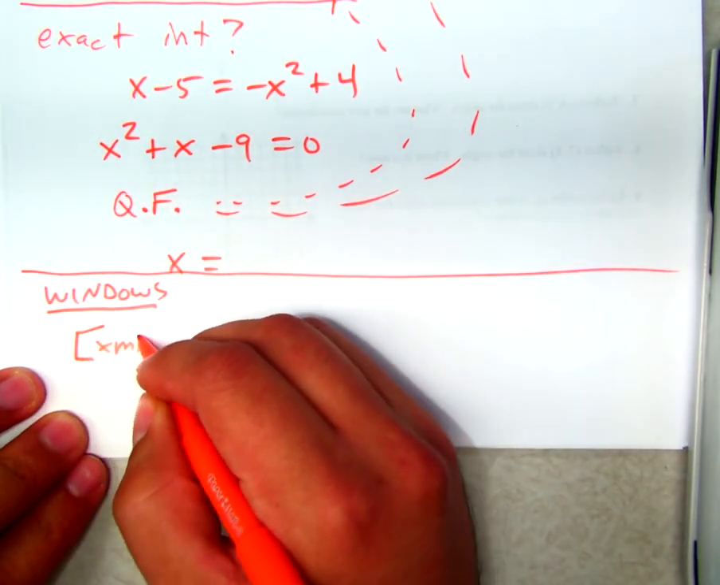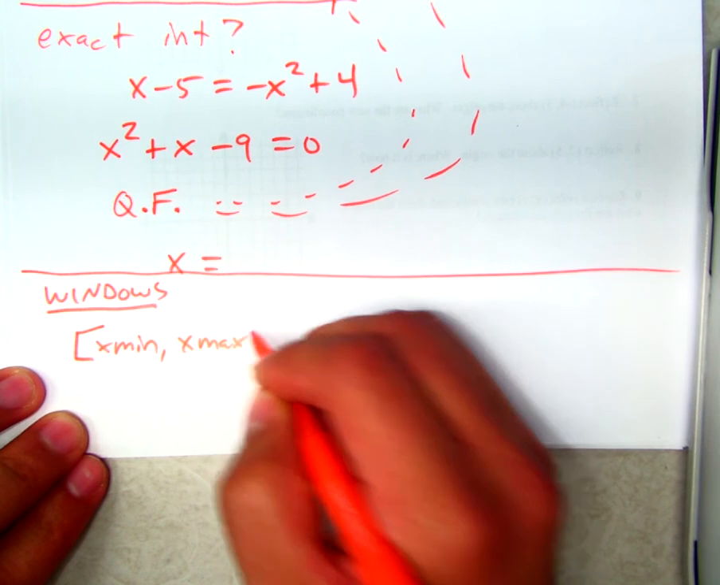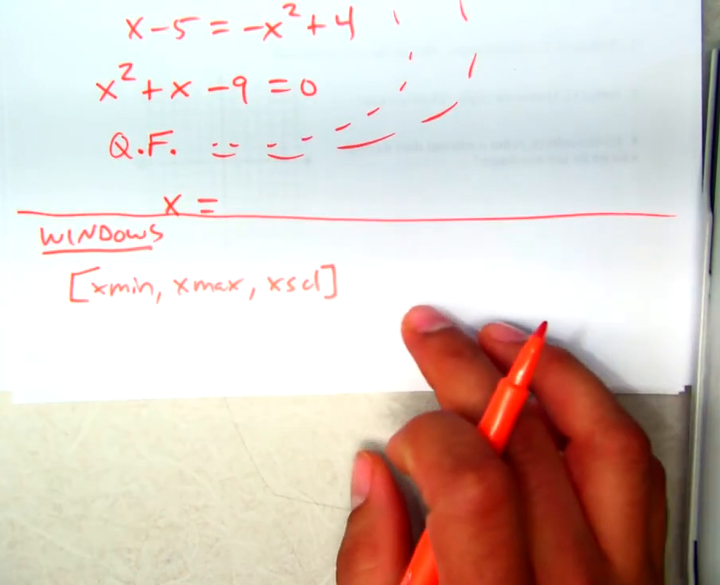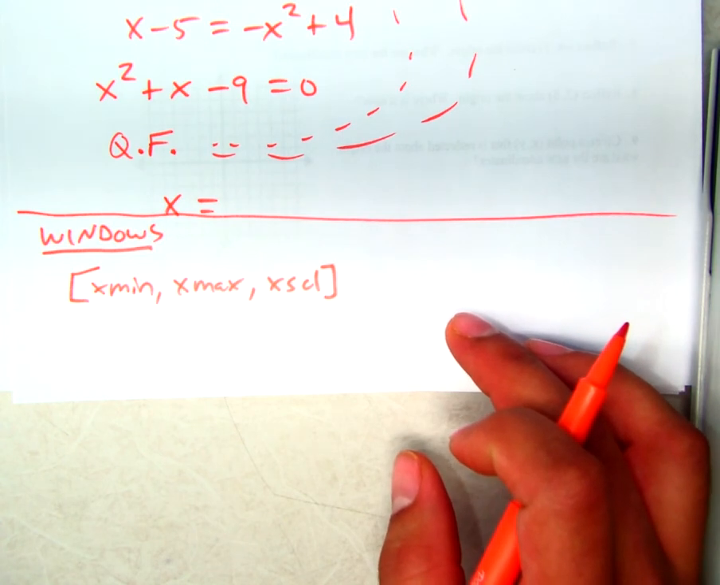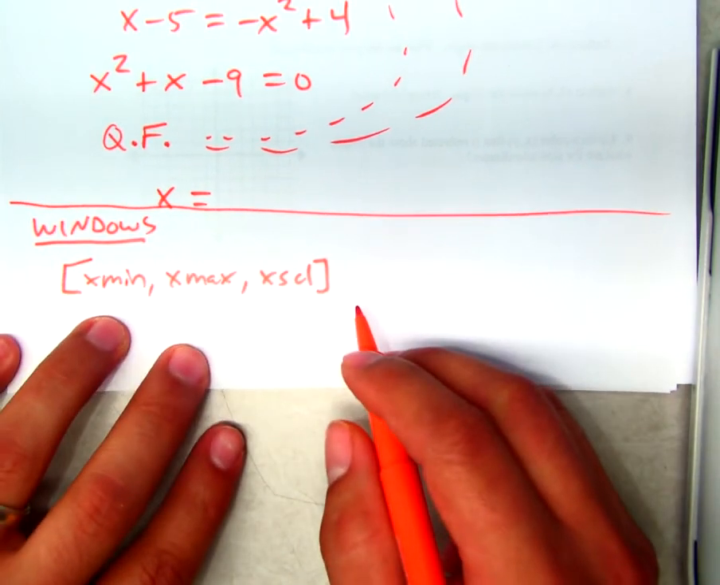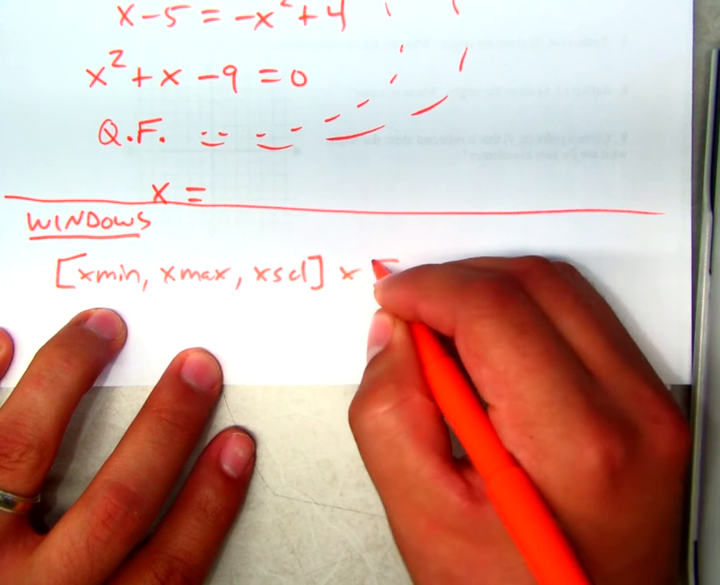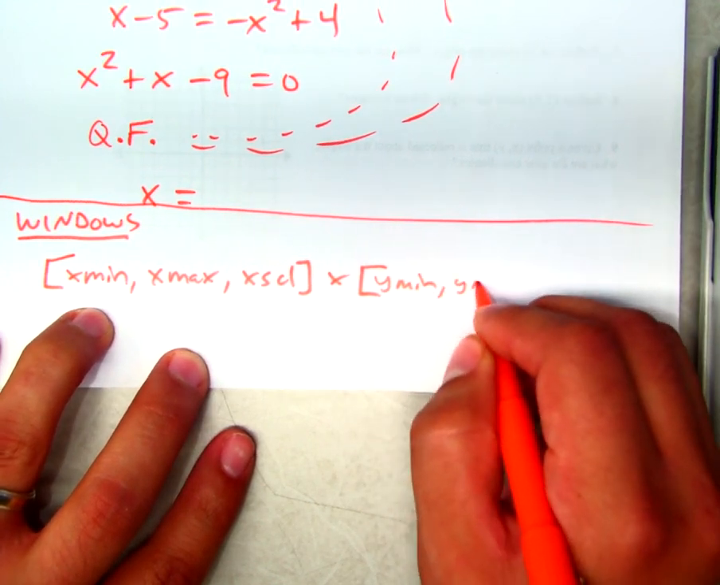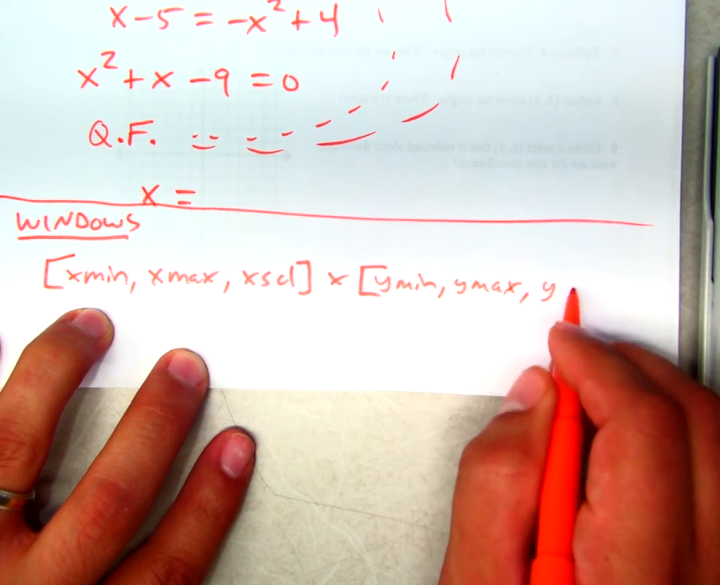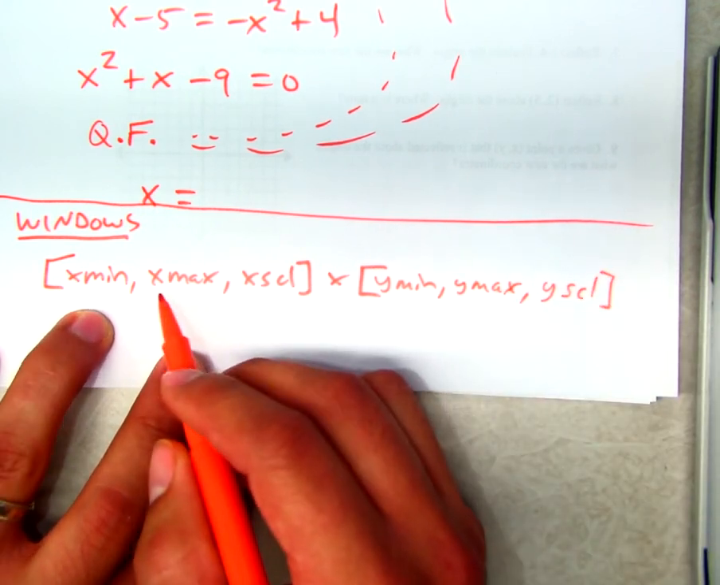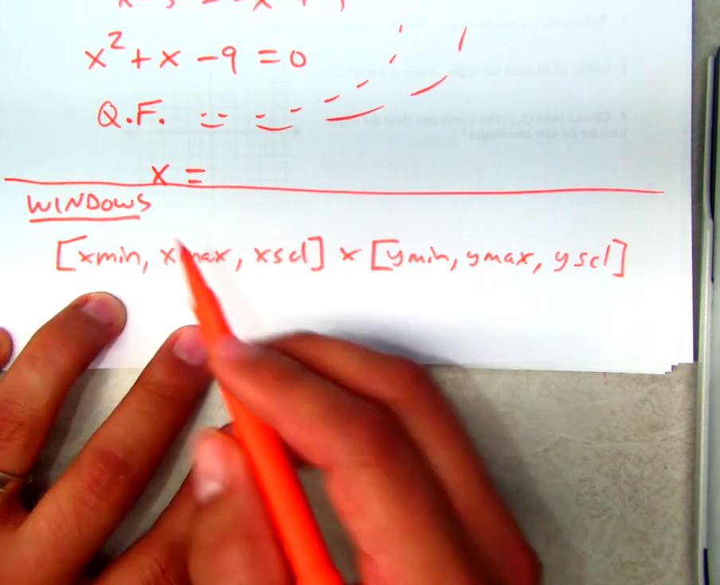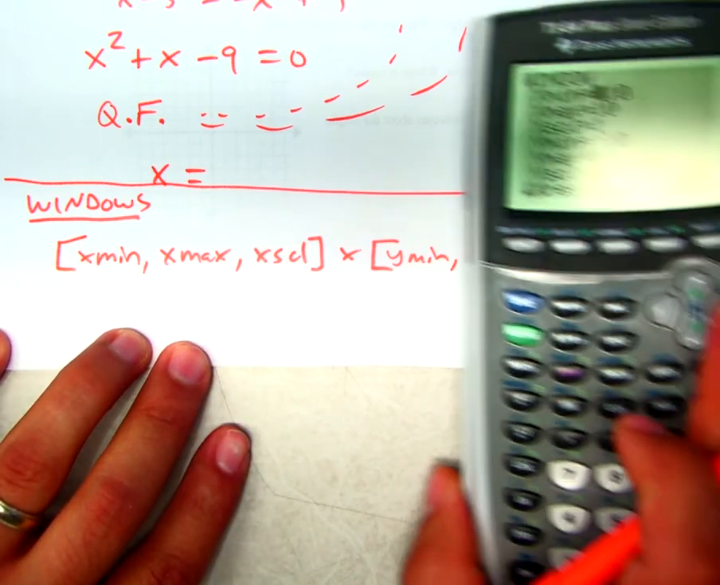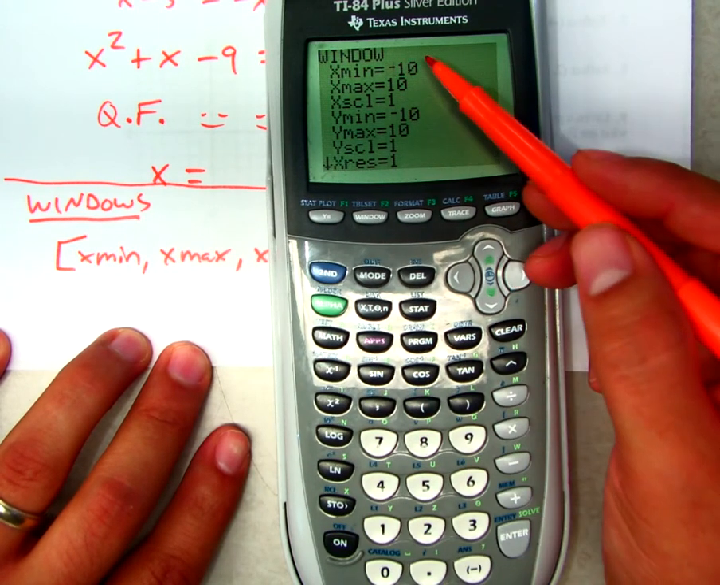The book will sometimes tell you what viewing rectangle to use. And this is kind of the notation it will look like. So you're going to see brackets that represent all the x values and then brackets that represent all the y values. And guess what? It's the exact same order that you see them in on your calculator.